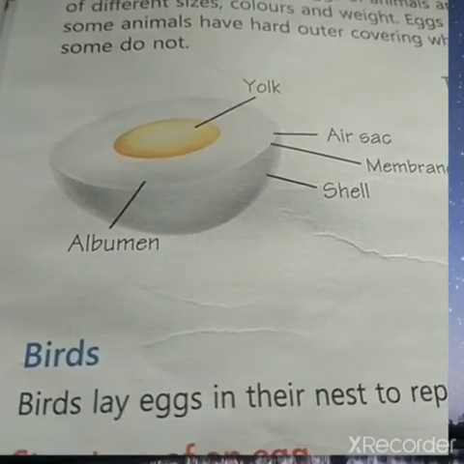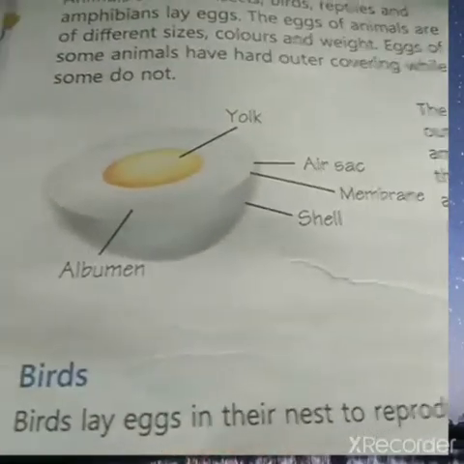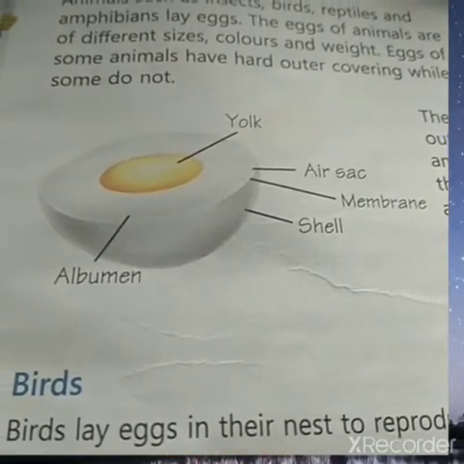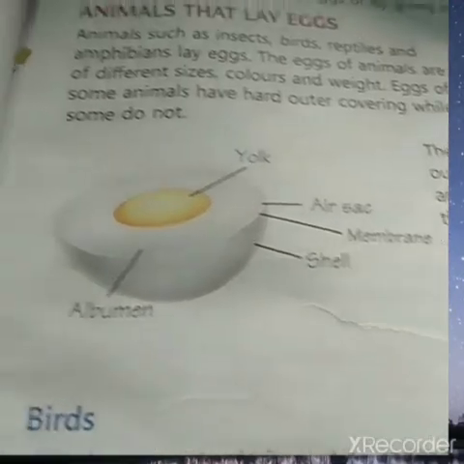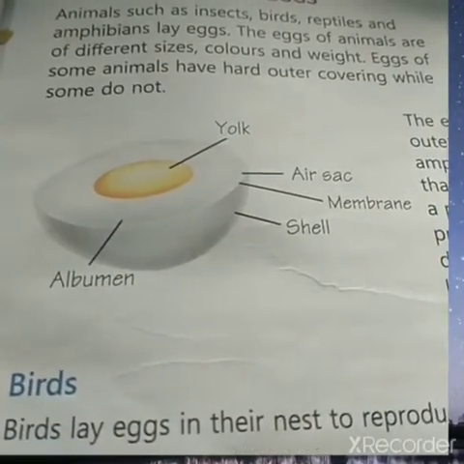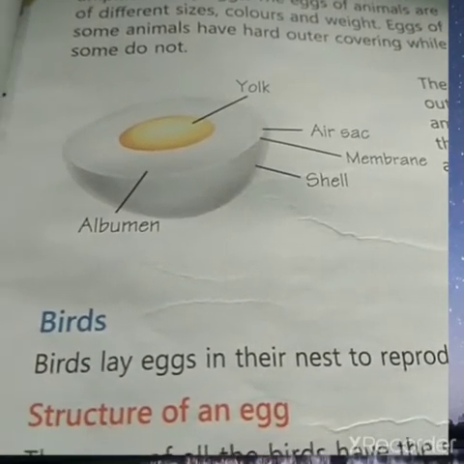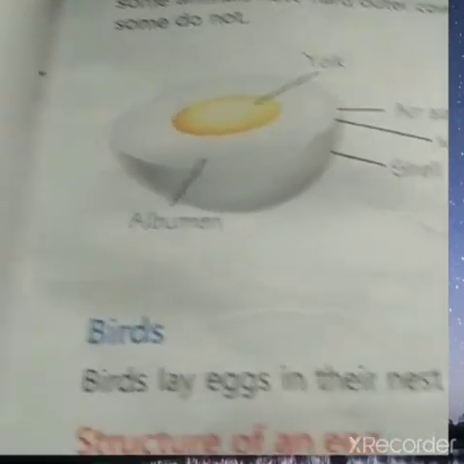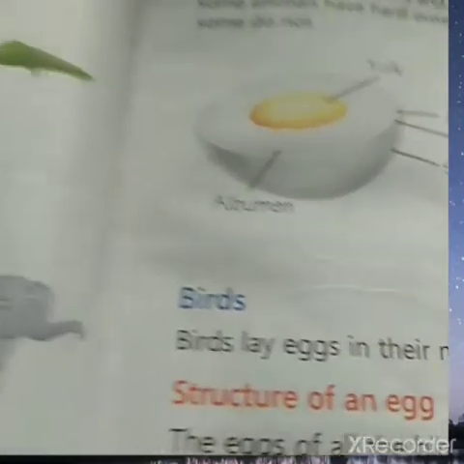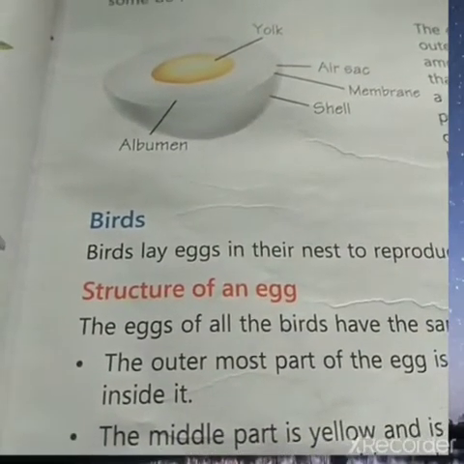Now we start reproduction in animals, reproduction in birds. Birds lay eggs in their nest to reproduce. So, birds reproduce by eggs. What is the structure of an egg? The eggs of all the birds have the same structure.